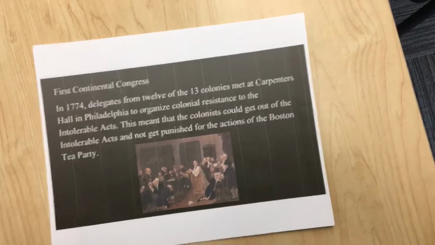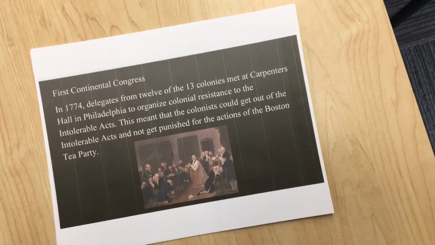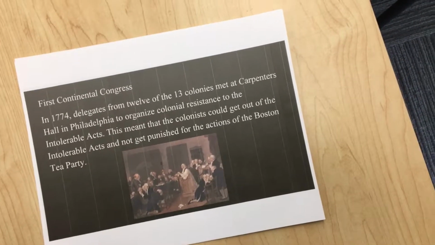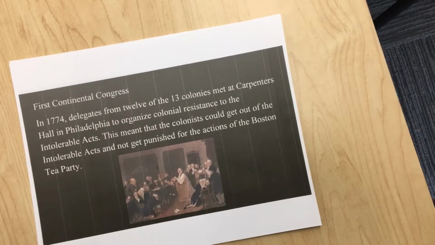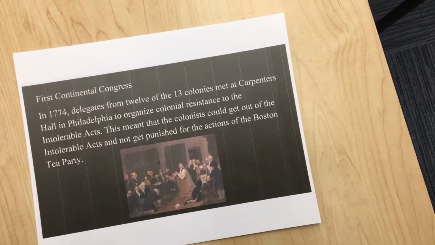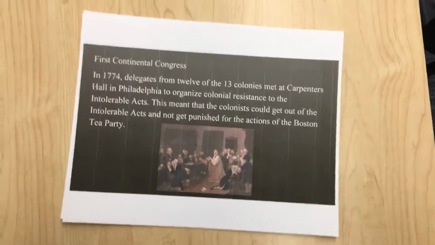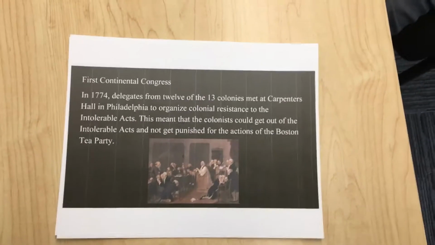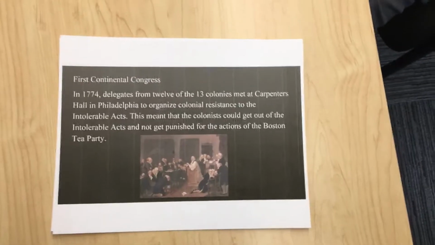First Continental Congress. In 1774, delegates from 12 of the 13 colonies met at Carpenter's Hall in Philadelphia to organize colonial residents against the Intolerable Acts. This meant that the colonists could get out of the Intolerable Acts and not get punished for the actions of the Boston Tea Party.